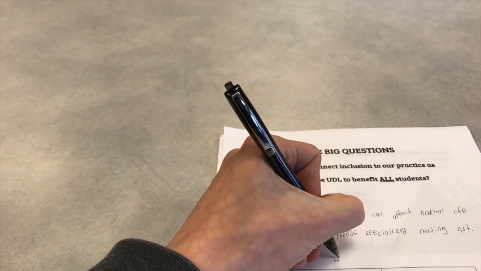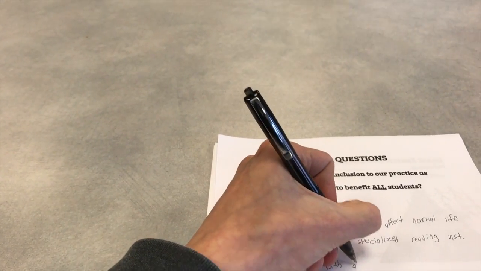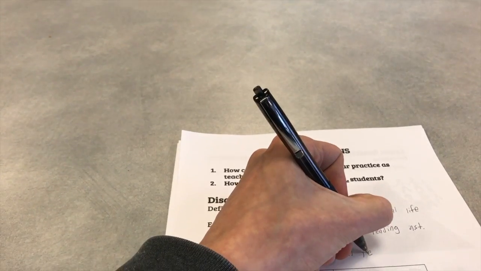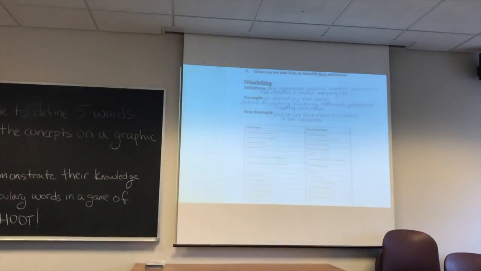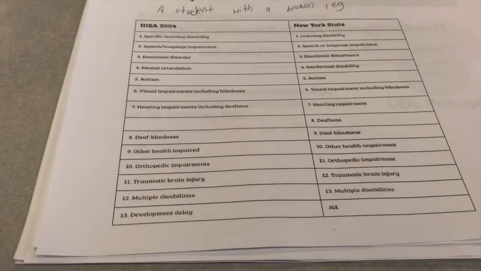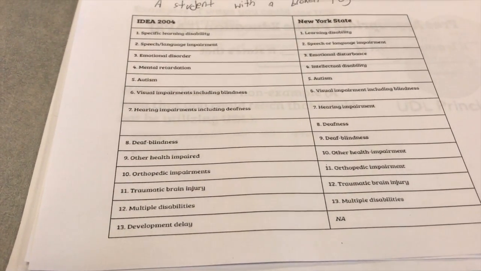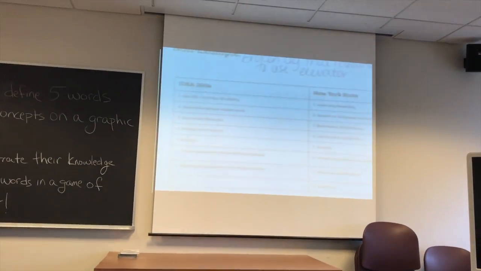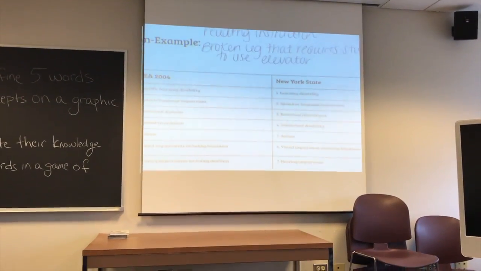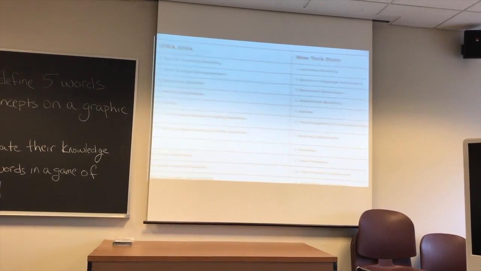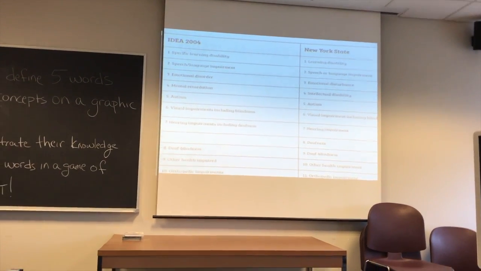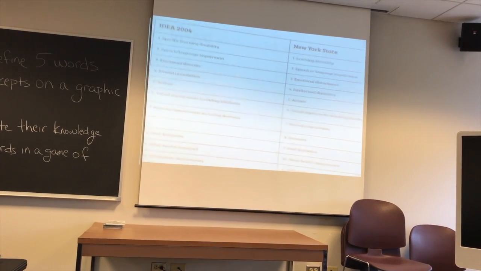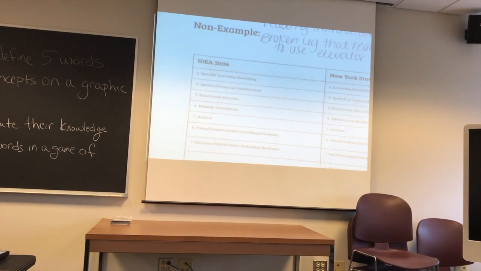And then this next part here on the notes, what we have is the 13 categories outlined by IDEA 2004 that would qualify a student with disabilities. Try to zoom that in for you. Okay, so that was disability as defined by IDEA 2004.